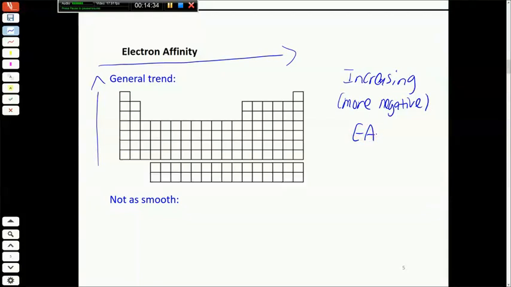Okay? Now we should be familiar with the trend for electron affinity is not as smooth as what we saw for atomic radius or even for ionization energy. So there are several exceptions to this trend that I'm showing you, and we don't want you to know all of them, but there's a few that you should be familiar with. And they also revolve around those two same groups of the periodic table where you have relatively stable electron configurations.